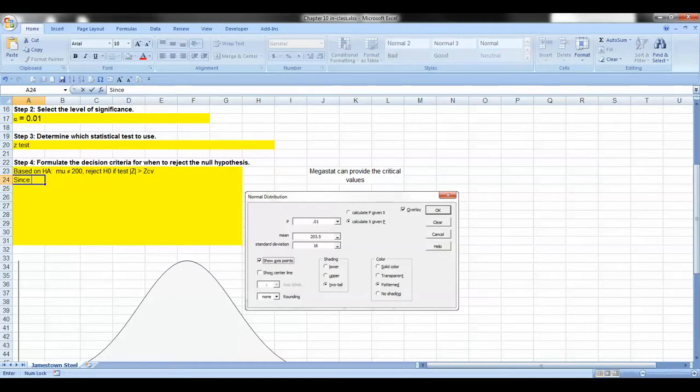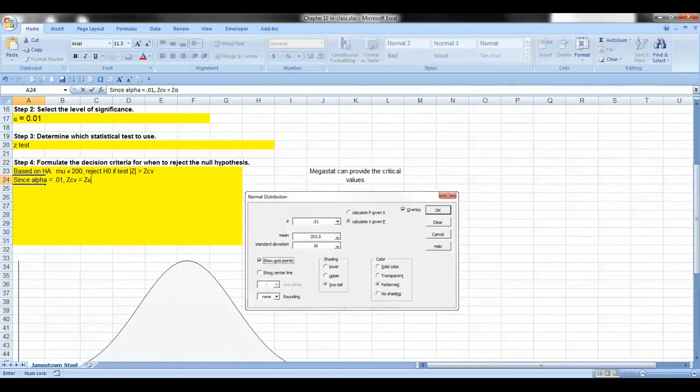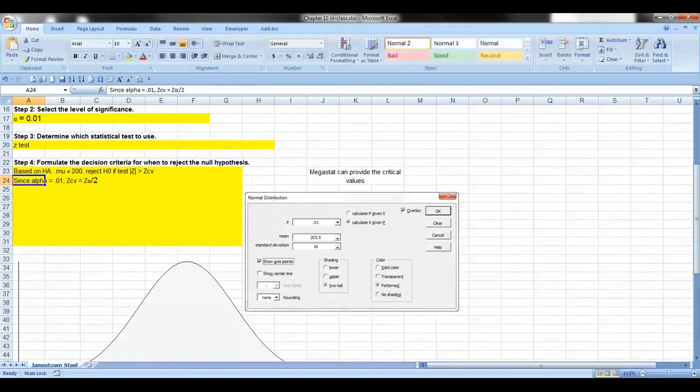Since the alpha is equal to 0.01, our z critical value is equal to the z of alpha divided by 2. Why is it divided by 2? Because we have a two-tailed test.